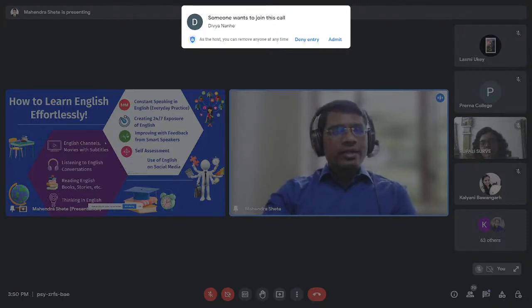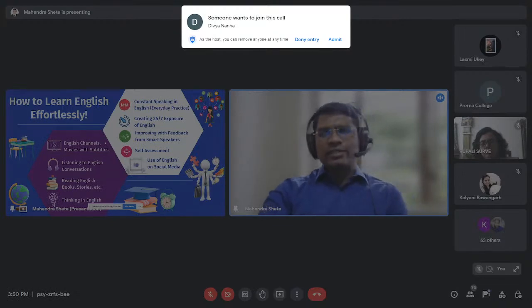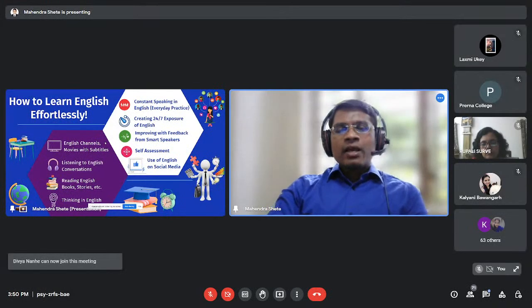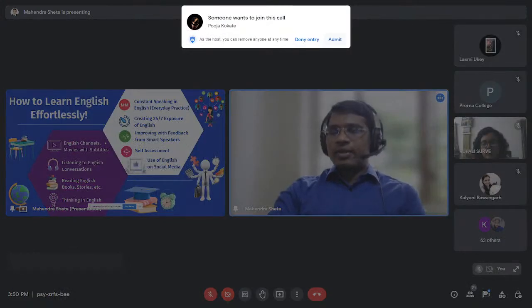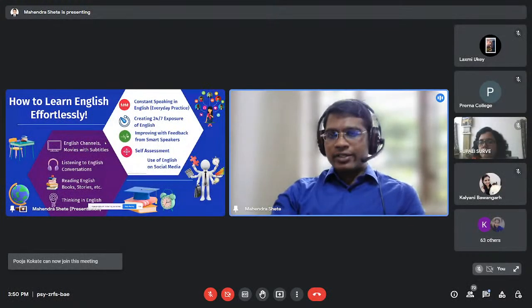So, read in English. Read anything that interests you. It could be comics, it could be storybooks, it could be anything, magazines, whatever you like. But you need to read that. And most importantly, you should think in English. Don't think in Marathi or Hindi or your mother tongue. Think in English, right? And try to express the same in English.